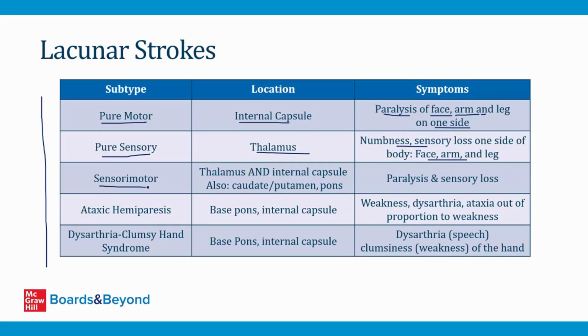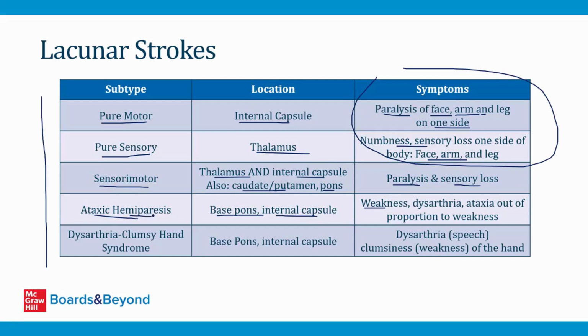It's called sensory motor. This is what happens when you have damage to the thalamus and the internal capsule. Also in this subtype, there is sometimes damage to parts of the basal ganglia, like the caudate and the putamen, and also sometimes the pons. But the clinical features you're going to see are paralysis and sensory loss, basically a combination of the clinical features of the first two subtypes. Fourth subtype is called ataxic hemiparesis. This happens when there's damage to the base of the pons and the internal capsule. As the name implies, it presents with weakness on half of the body.